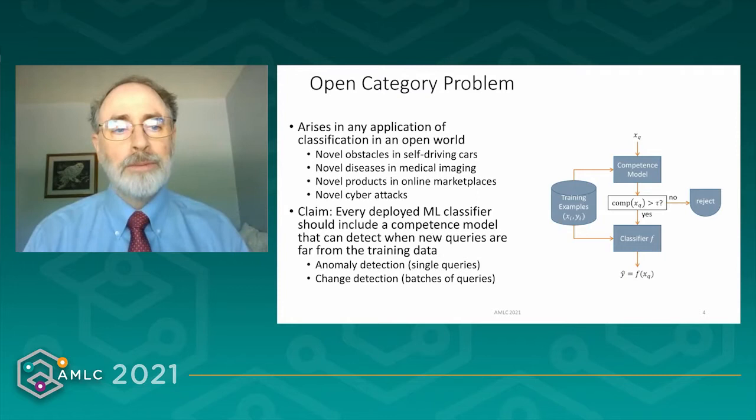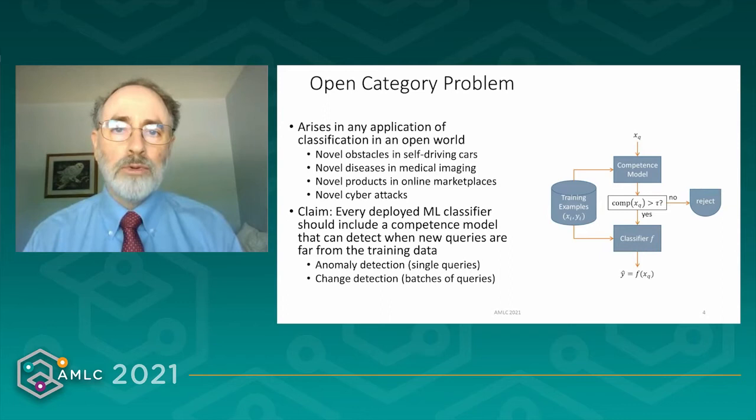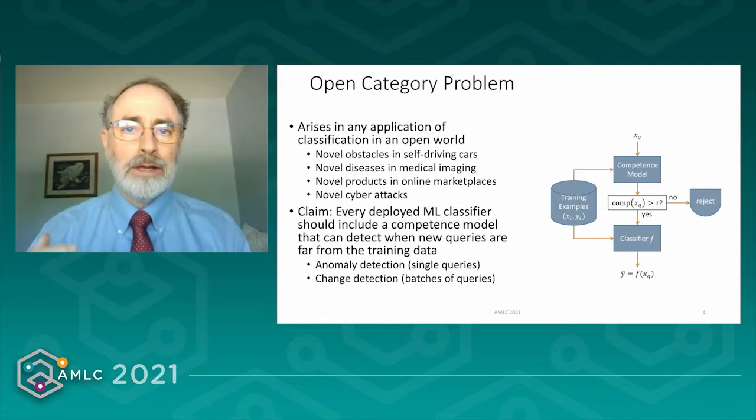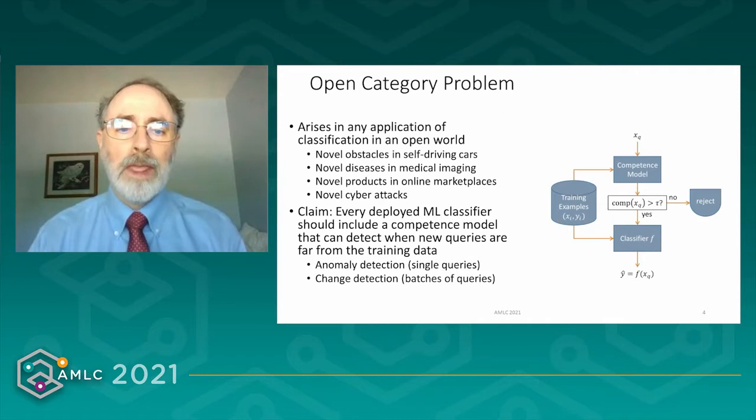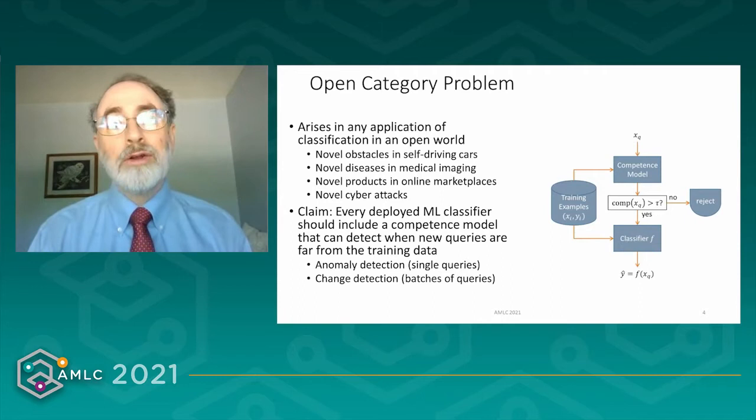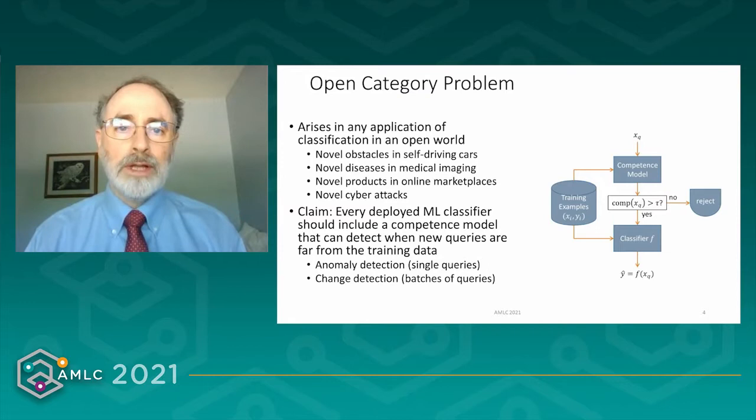And so the claim that I want to make is that every deployed machine learning classifier should include a competence model that captures somehow the domain of competence or region of competence of the classifier. Then the question is, how to build such a thing? The strategy that we've been pursuing in the research community is primarily to think of this as an anomaly detection problem.